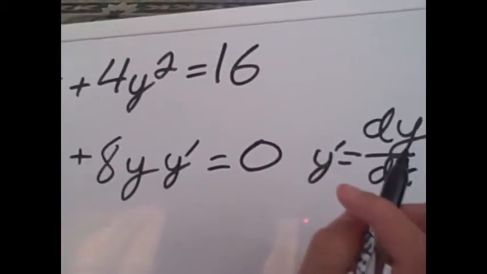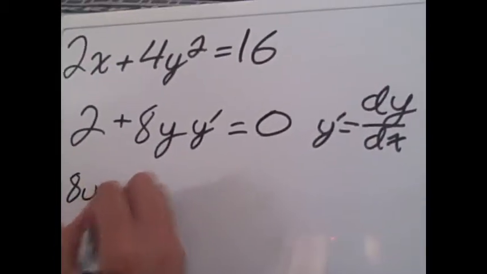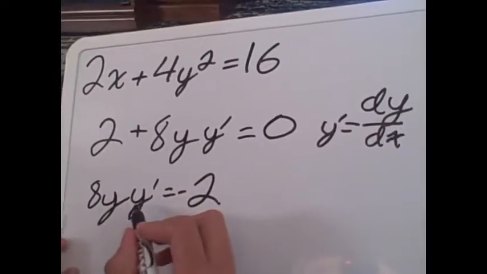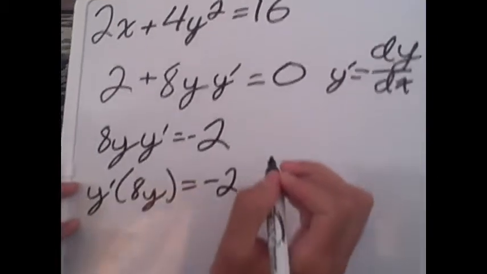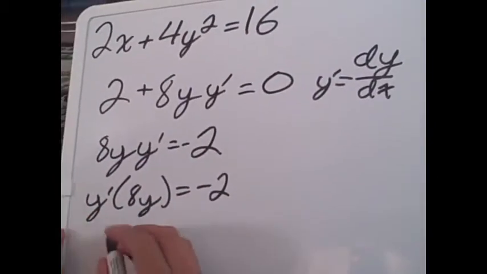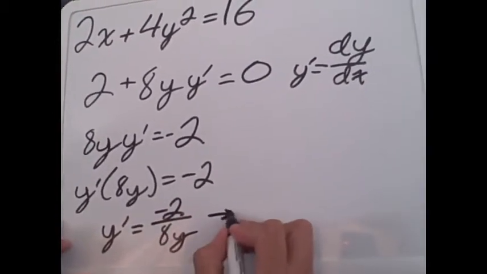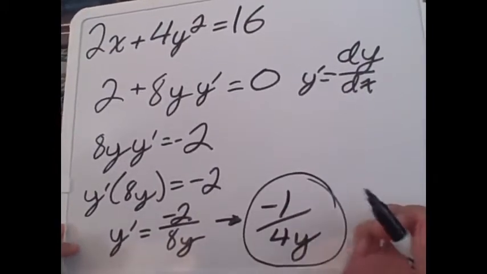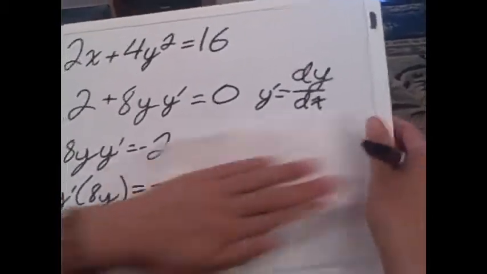Cool? Alright, so now we have to leave that y prime by itself. So we subtract 2 on both sides. Negative 2. Now we factor out the y prime. So now to leave it by itself, we just divide by 8y, which will get us negative 2 over 8y, which you could simplify into negative 1 over 4y. Alright, so do you guys get it? Alright, it's cool. We'll just do a few more problems.